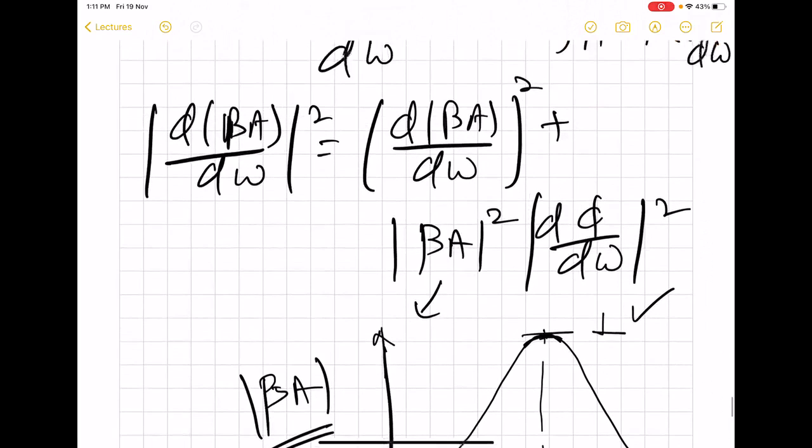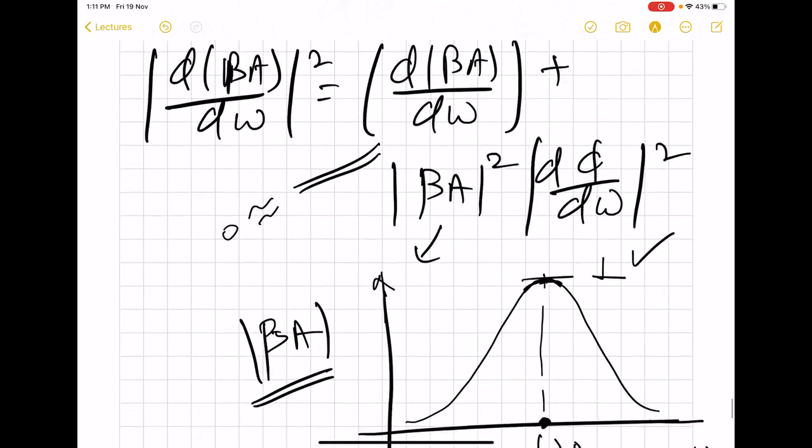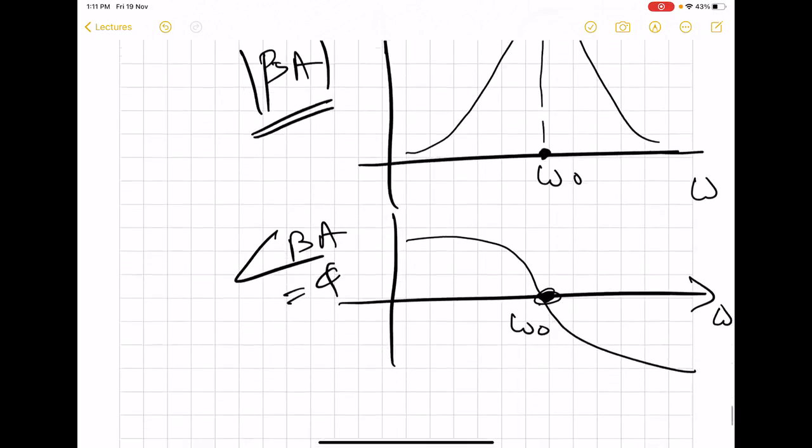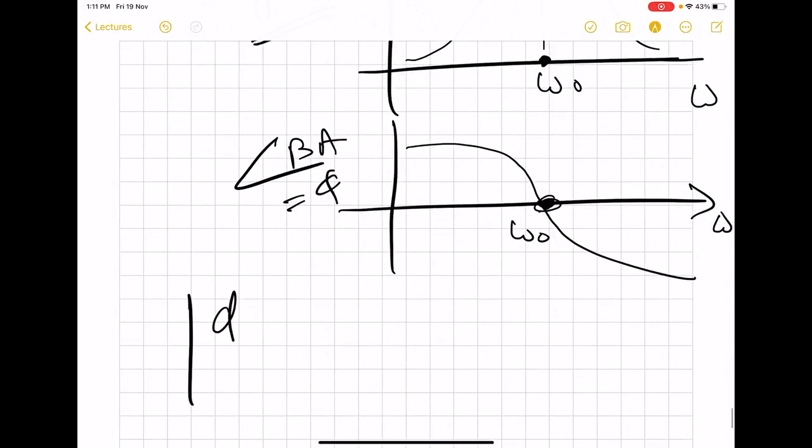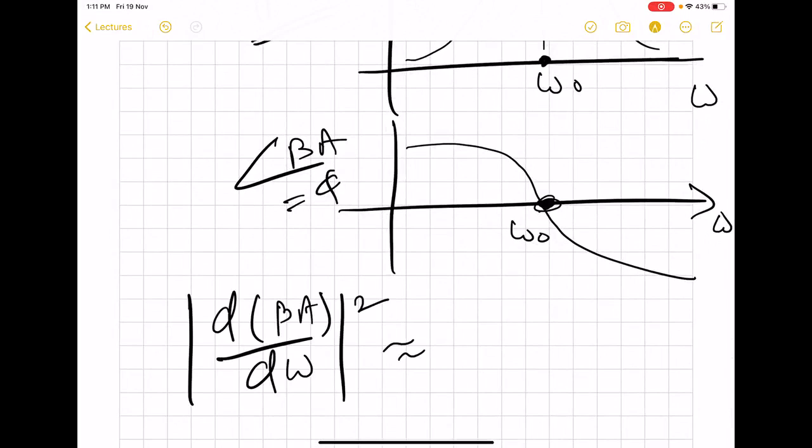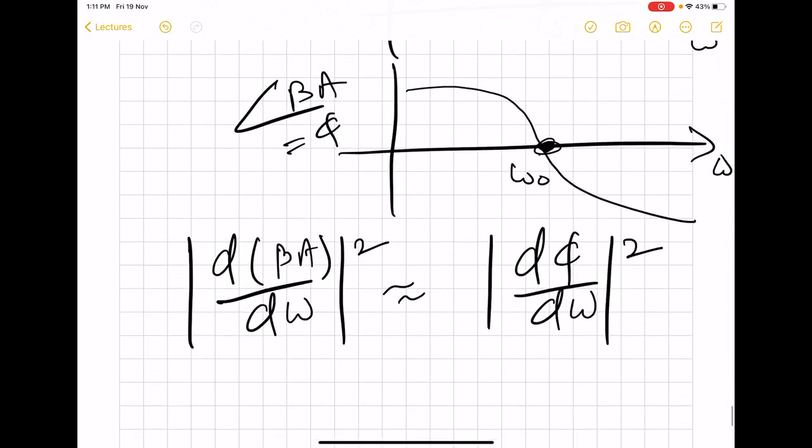So this says that this term is going to be approximately equal to 0, very small, and this is anyway equal to 1. So only this term will survive here. So the square of the magnitude of the derivative of beta A with respect to omega is going to be approximately equal to the square of the rate of change of the phase with respect to frequency.